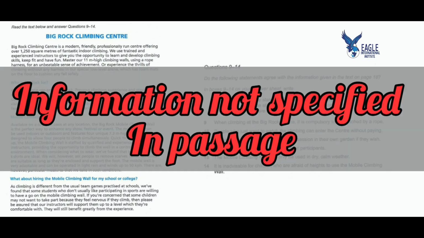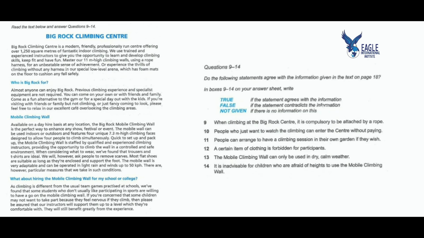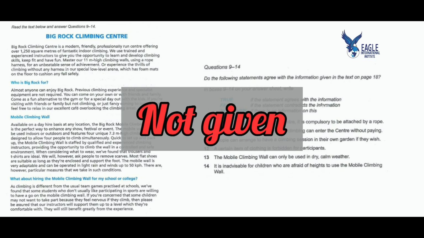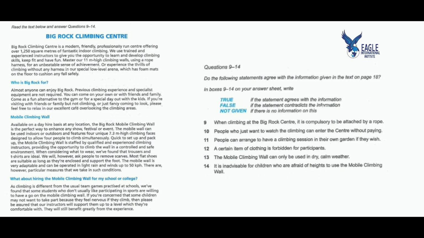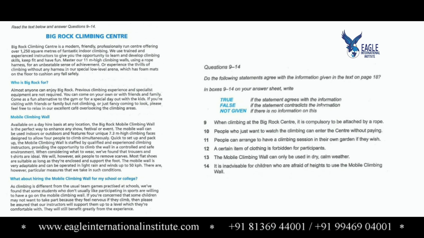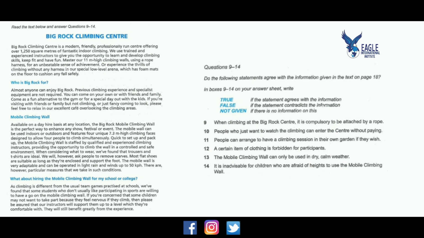So, nowhere in this section they are talking about payment. So, the answer for the 10th question is not given because they are not talking about the payment in the passage. Now, let's do one more question. Let's take the 12th question for example. A certain item of clothing is forbidden for participants. So, this statement is saying something about the clothing which is forbidden.